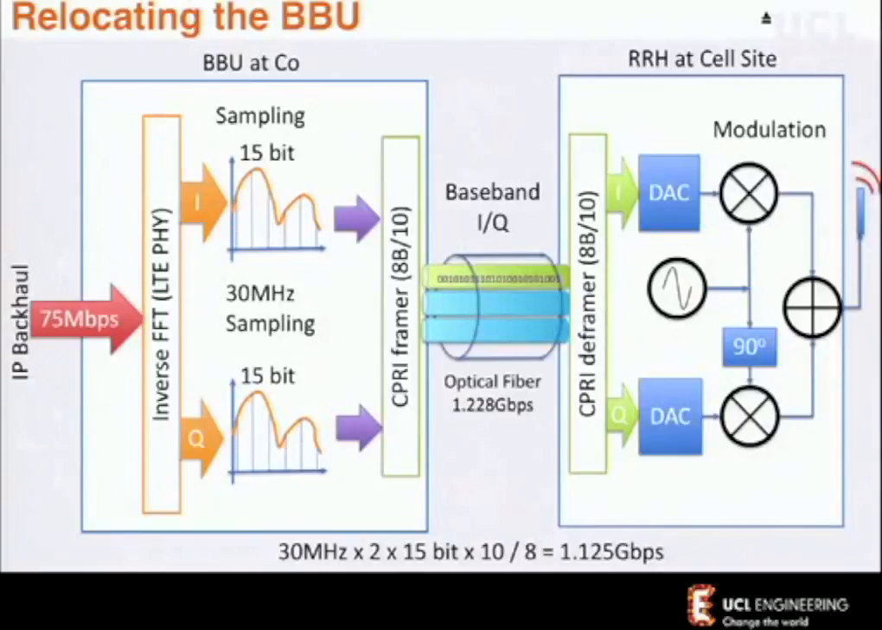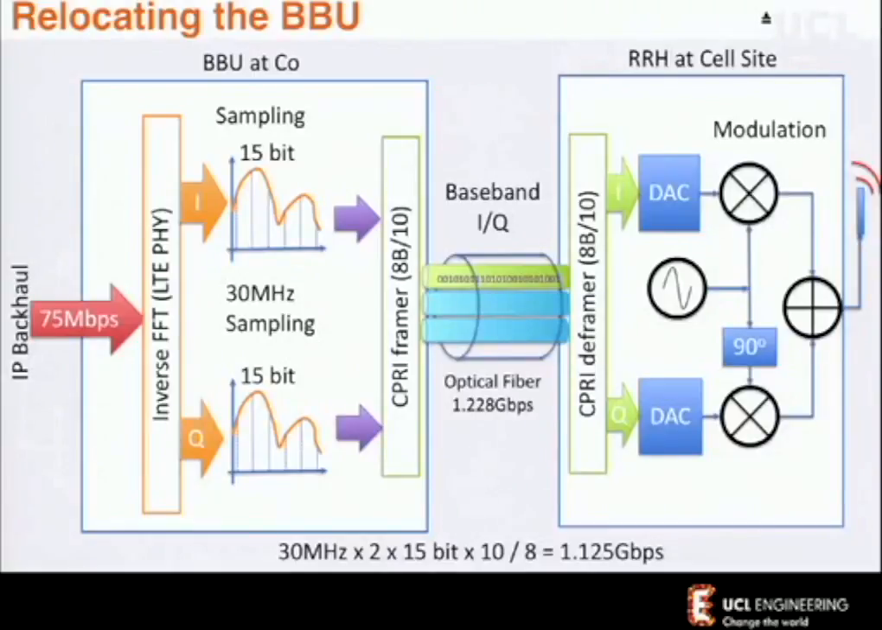So what happens in this middle part here? Well, I've got 30 megahertz sampling frequency. I have an I and a Q signal. I'm going to have 15-bit resolution for my signal, and my CPRI interface specifies an 8B, 10B encoding to make sure I've got my synchronization. I can synchronize well, because one of the requirements of this is very, very high tolerance to synchronization issues. So I need to have good synchronization between these two.